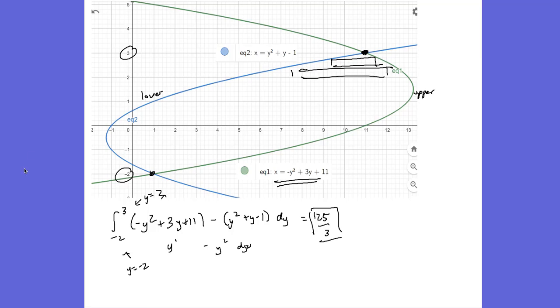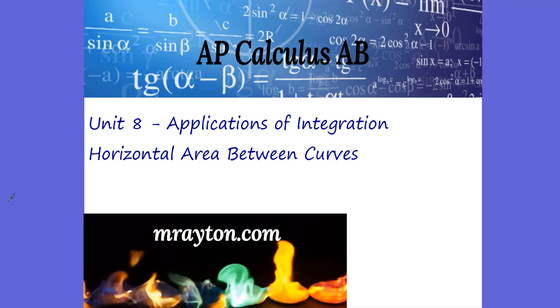So hope this helped out. This was horizontal area between two curves.